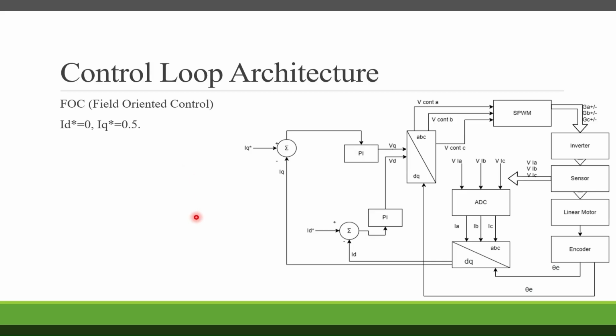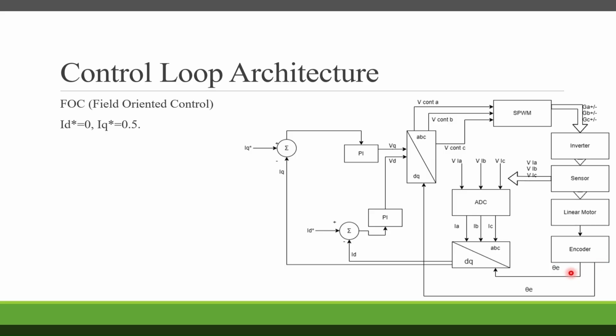This is the control loop. First, the two error signals are fed to PI controller to become VQ and VD. These two signals are fed to transformation to become VA, VB, and VC. These three signals are fed to SPWM module to become instructions for the inverter. Inverter uses these instructions to send power to the motor.